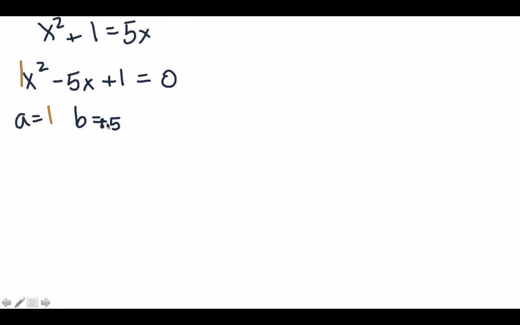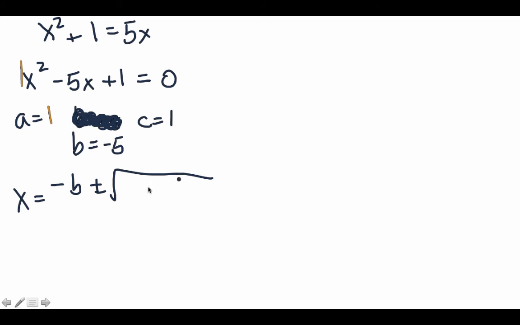Let me clean that up, sorry. B is equal to negative 5, and C is equal to 1. X is equal to the opposite of B plus or minus the square root of B squared minus 4AC all over 2A.